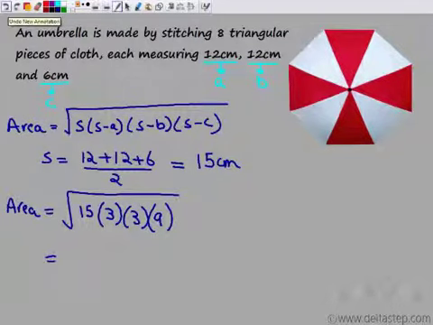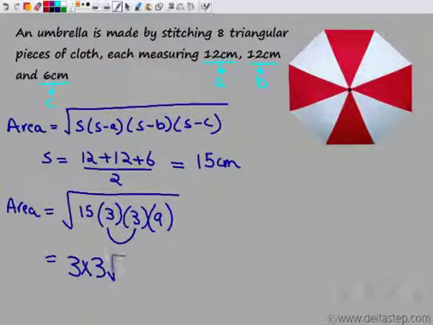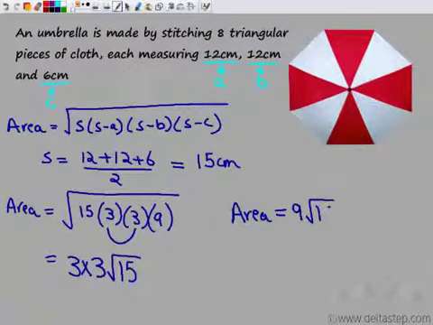So now I have this. Under root of, I have 3 twice, so I can take 3 outside. Again, I know under root of 9 is 3, so I can take another 3 outside. What I'm left with is under root 15. So area comes out to be 3 into 3, 9 under root 15. So 9 root 15 is the area of one triangular piece, in centimeter square.